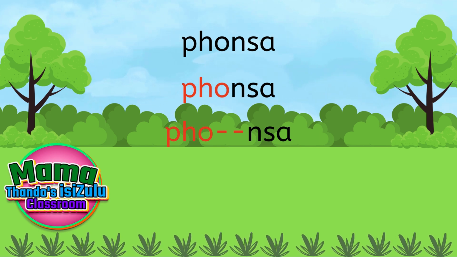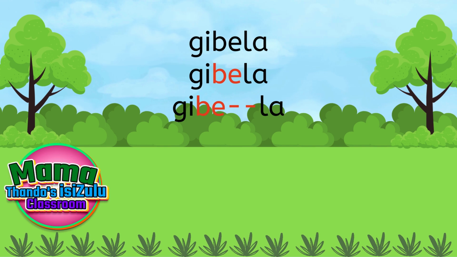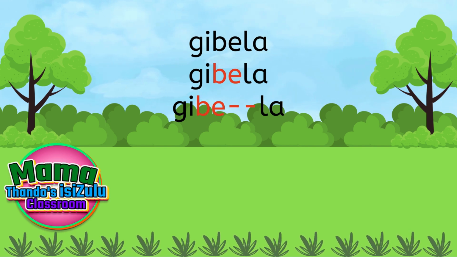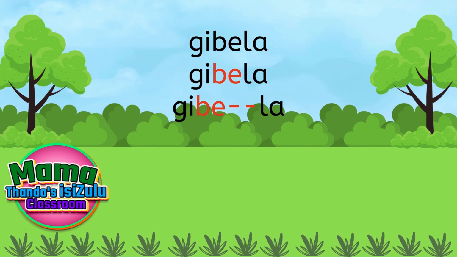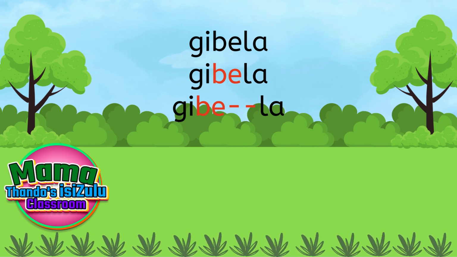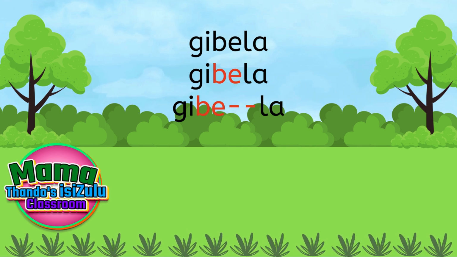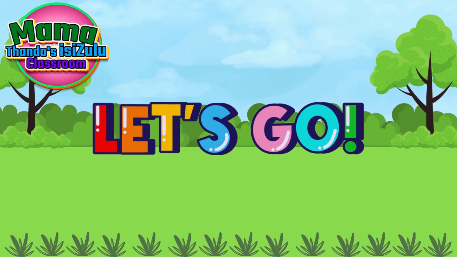For the verb Gibela, that has 3 syllables. It means to ride on, so like riding on a car or something. Gibela imoto. Now, we will pull the second syllable in this one, that be, just a little bit, like this. Listen. Gibela. Gibela. Now, I hope you got that. Now, let's get started with those verbs.